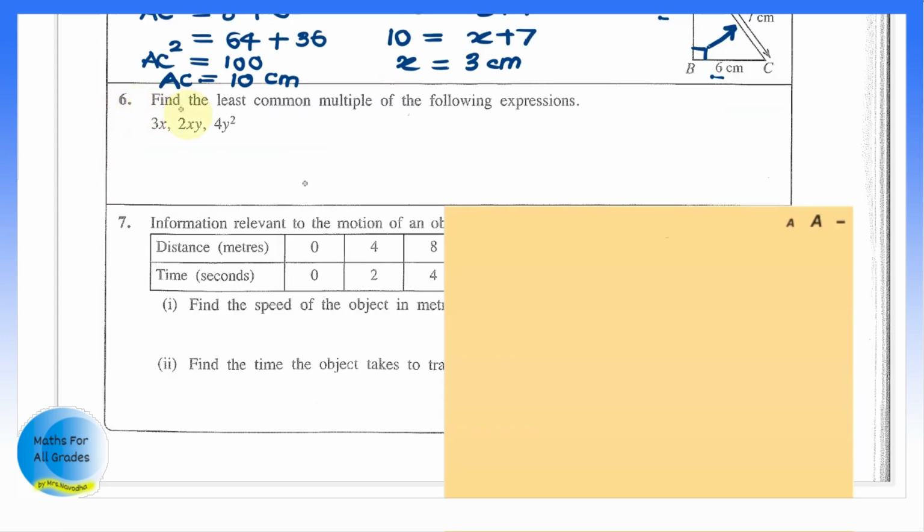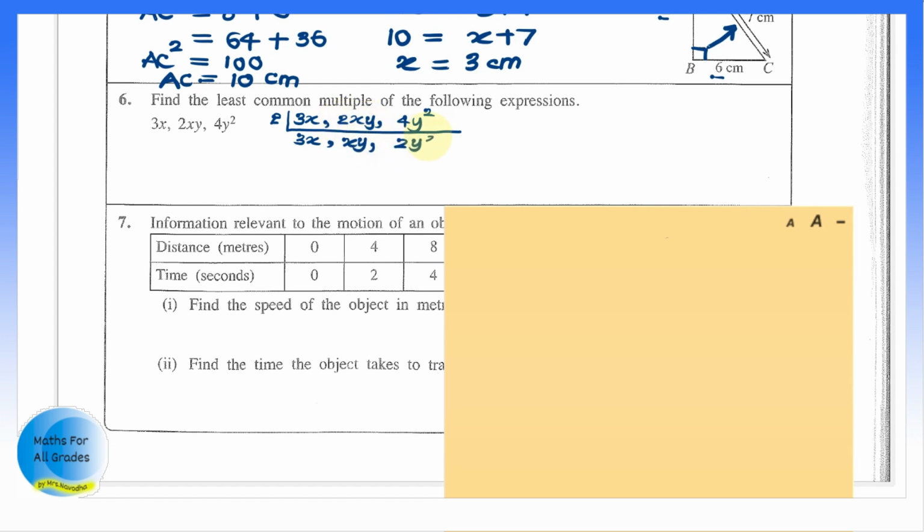Question number 6. Find the least common multiple of the following expressions. 3x, 2xy, 4y squared. I'm going to divide with the least prime number 2. 3x is not divisible. Let's leave that. 2xy divided by 2 equals xy.